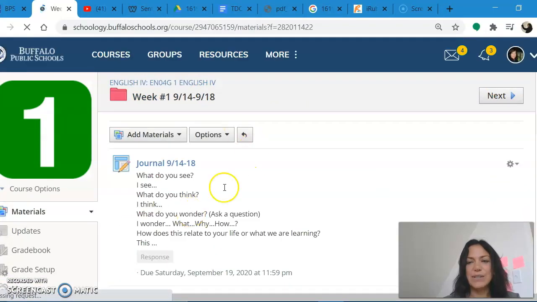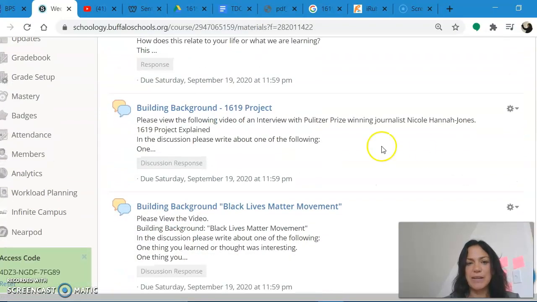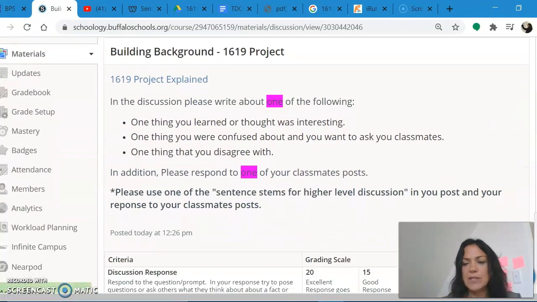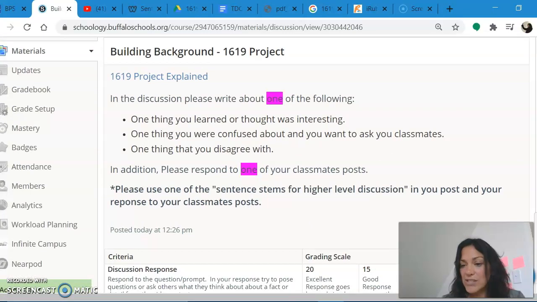Then you're going to look at your building background. Here, you'll be given a prompt. You are to watch the video, and then you are to respond to just one of the following questions. You are going to put down one thing you thought was interesting or something new that you learned, and then you're going to ask your classmates, what did you think about that?